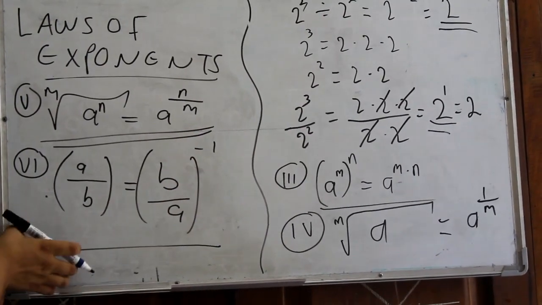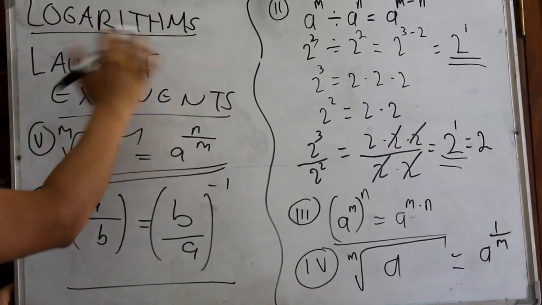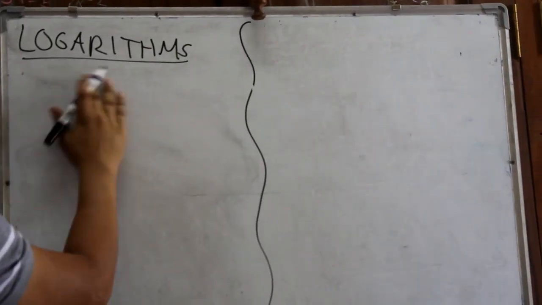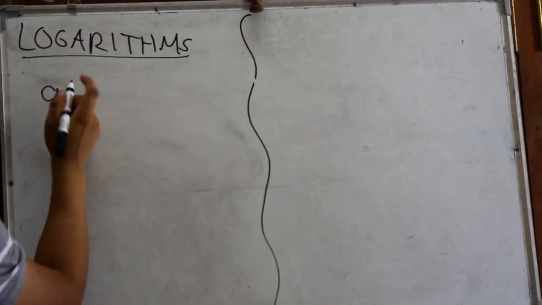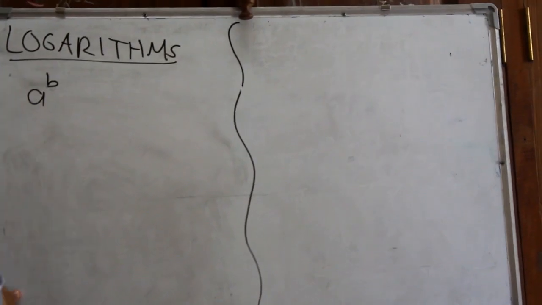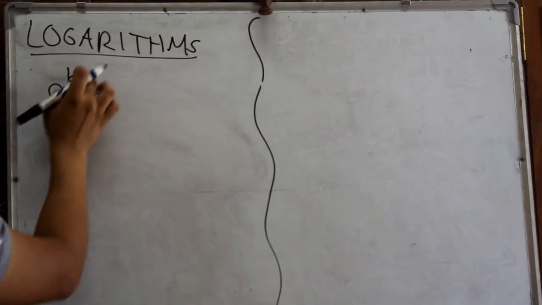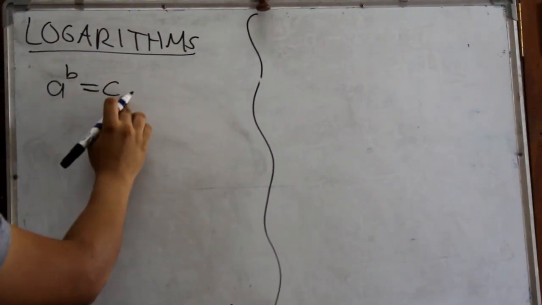So I just wanted to remind you of these rules here so we can continue with our lesson of logarithms. Now guys, suppose that I have a power b, and I assume I let a power b be equal to c. A power b is equal to c.